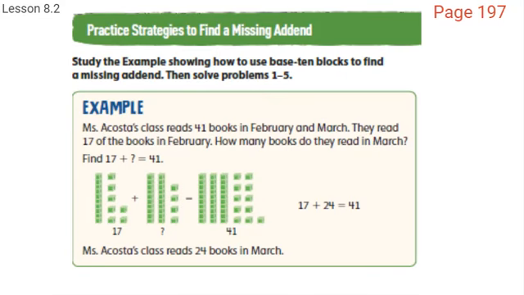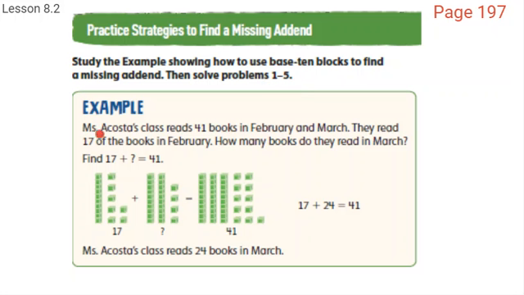Let's move on. So this is your practice. This is your homework, what you need to do. Here's the example. I'll read the example to you. It says here, study the example showing how to use base 10 blocks to find a missing addend. Okay, that's going to be the missing number. Then solve problems 1 through 5.